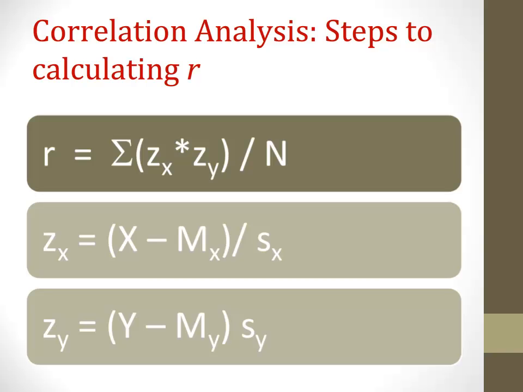Let's talk a little bit about this formula and how it corresponds to the following operations. First of all, each X and Y score is converted to a standard score, or a Z-score. Then for each participant, ZX is multiplied by ZY. These products are summed across all participants. And finally, this sum is divided by the number of participants. This results in the value of R, which falls within the range of -1 to +1.